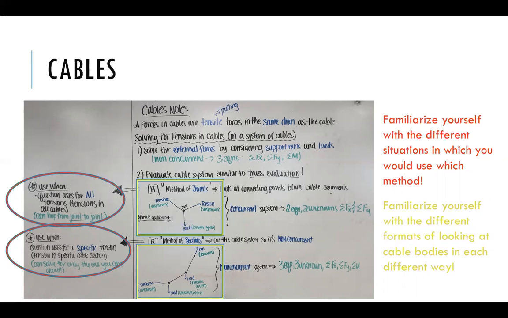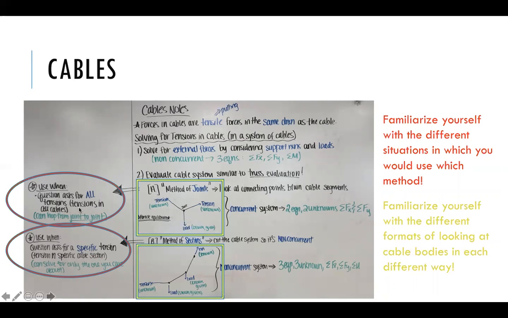So in terms of solving for the tensions in cables, there's two main ways to do it, right? You're going to have a large system of cables, and you'll either be asked to solve for all the tensions in all the cables, or you'll be asked to solve for one specific tension and then a couple other things off of it. Generally, cable problems have a few components to them, because I don't want to say simple, but in terms of how straightforward the calculations are, right?